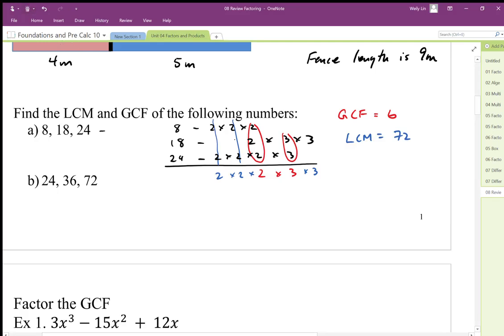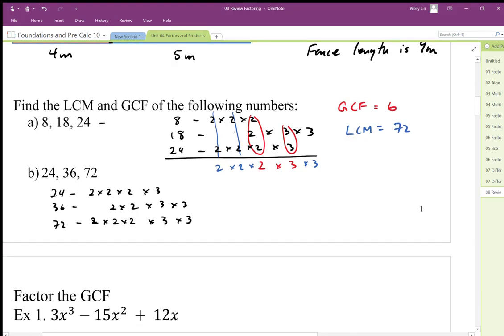So again, I'm going to do the same strategy here. I've got 24. That's equal to 2 times 2 times 2 times 3. 36 is going to be 2 times 2 times 3 times 3. And 72 is equal to 2 times 2 times 2 times 3 times 3. Okay, so it's going to be 6 times 9. Okay, so there's our, it's going to be 8 times 9.